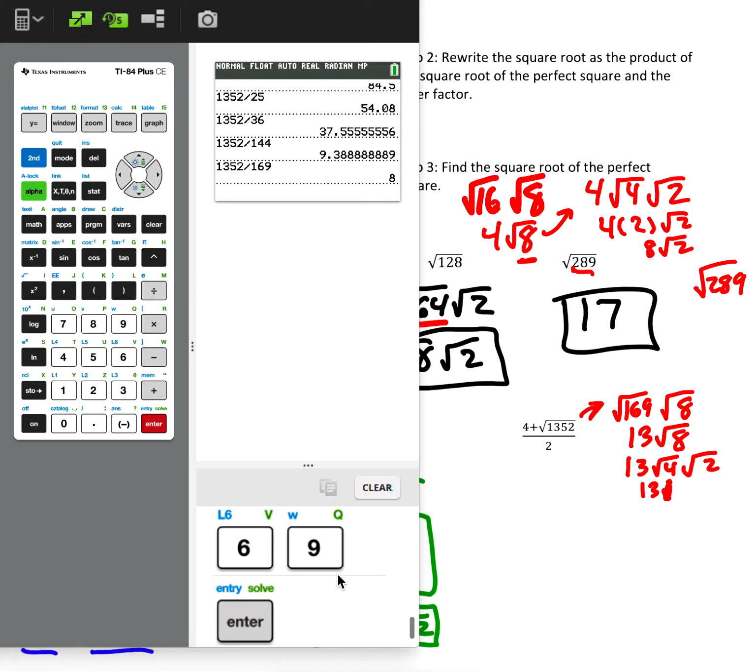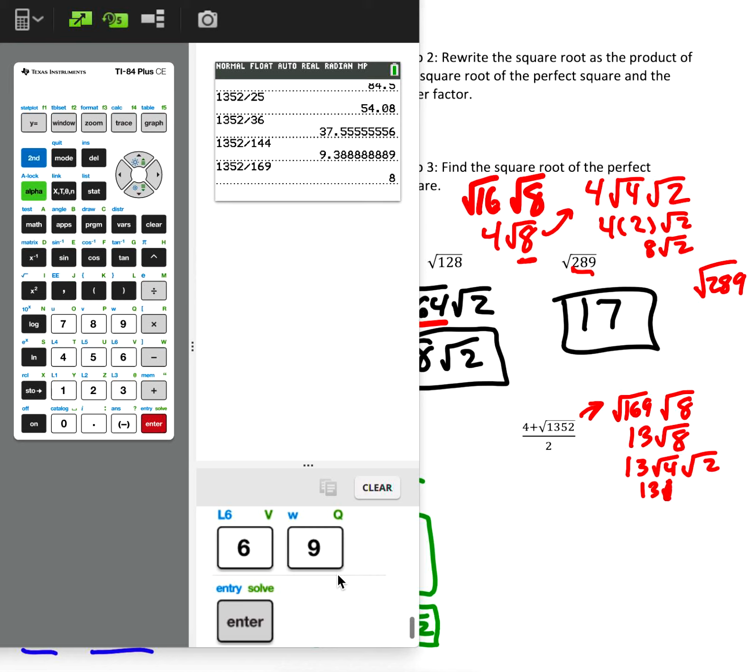Let's check that in the calculator. 676. So that would be 1352 divided by 676. So you could have worked your way up through the perfect squares all the way up to 676. I chose to stop at 169, which would be 13 times 13, just because I thought it was a little bit easier. So let's rewrite our question.